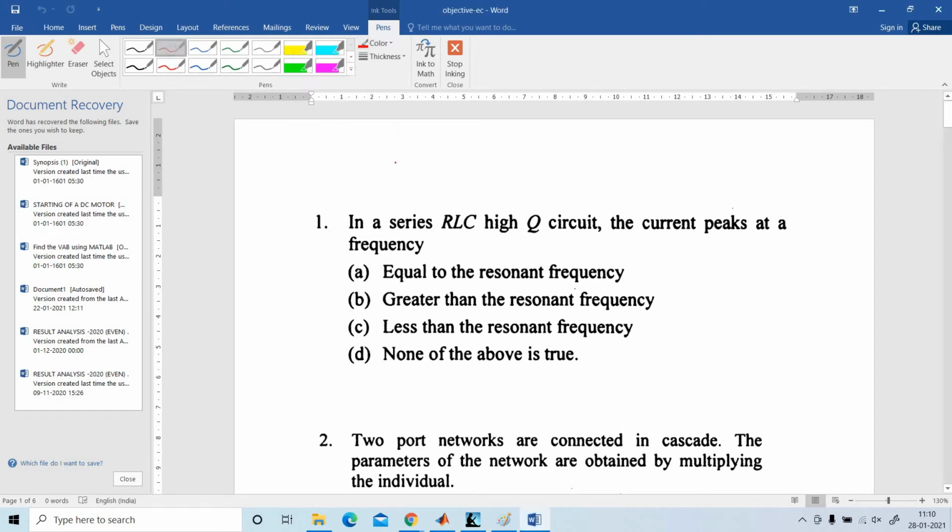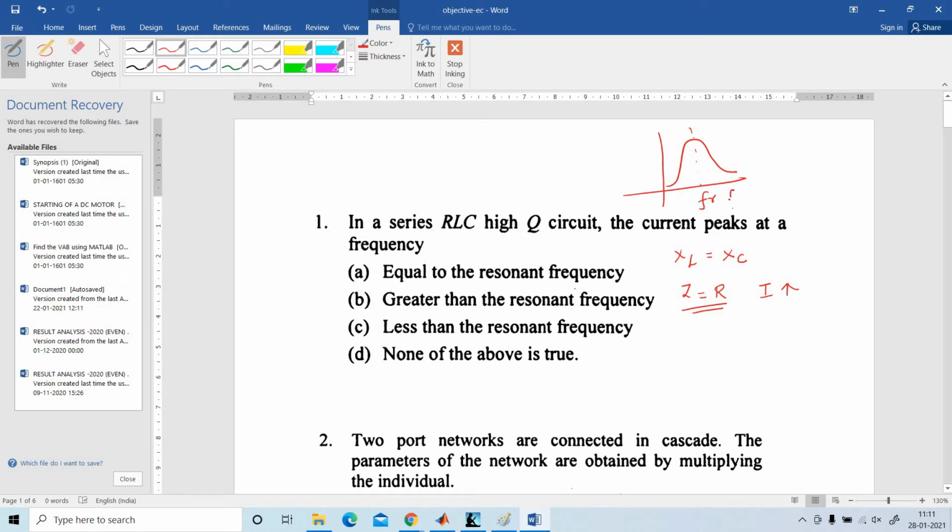In this video, I am going to explain some of the MCQs in basic electric circuits. Question number 1. In a series RLC high Q circuit, the current peaks at a frequency. In a series RLC circuit, the condition for resonance is XL equal to XC. When XL equal to XC, Z equal to R. Impedance is minimum so that the current should be maximum. At the time of resonant frequency, the current should be maximum in a series RLC circuit.